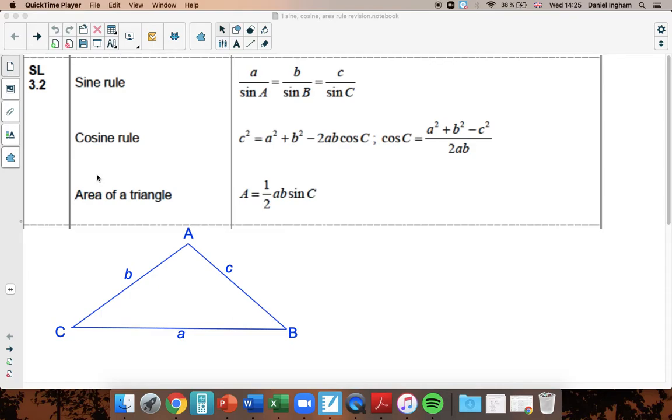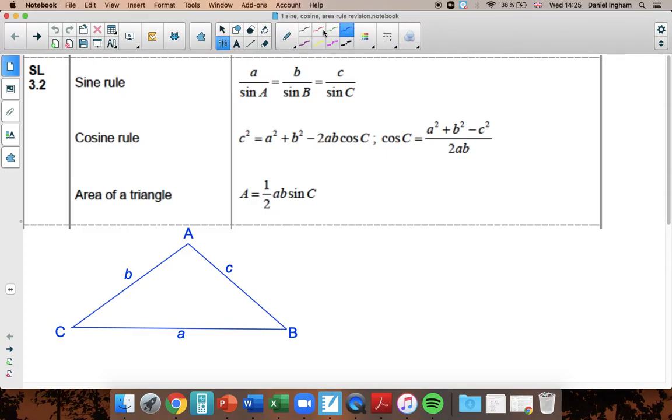So this is really intended to be just a quick refresher of what you learned already in IGCSE about the sine rule, cosine rule, and the area of a non-right angled triangle. It's not intended to teach you how to do it. It's just a reminder of what you should have already learned.